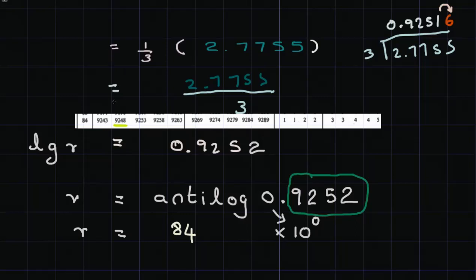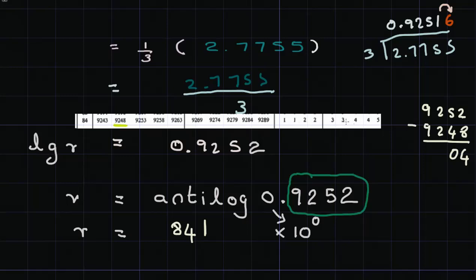Look up in your logarithmic tables, then you will see it's in the first column, column number 1. But there's a problem. What's the problem? What I needed was 9252. What I got was 9248. How much more to get? Let's subtract and see. 9252 is what I need, but what I got is 9248. So how much more is needed? I need 4 more. Right.